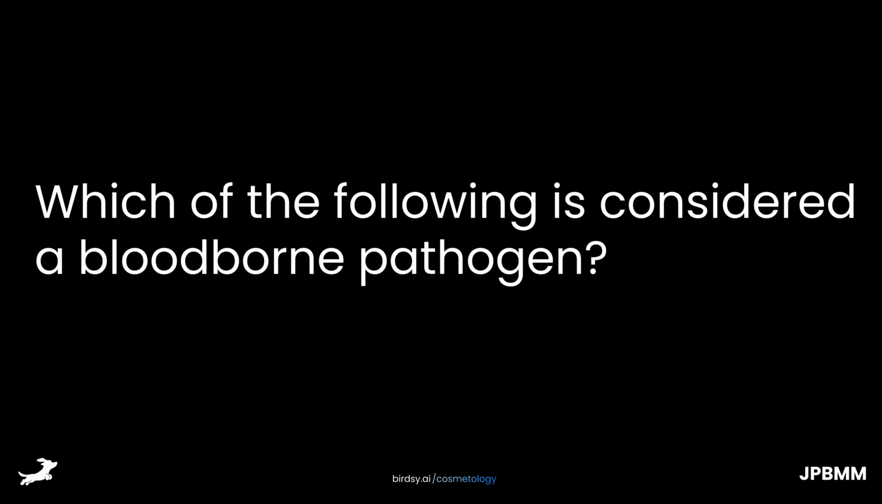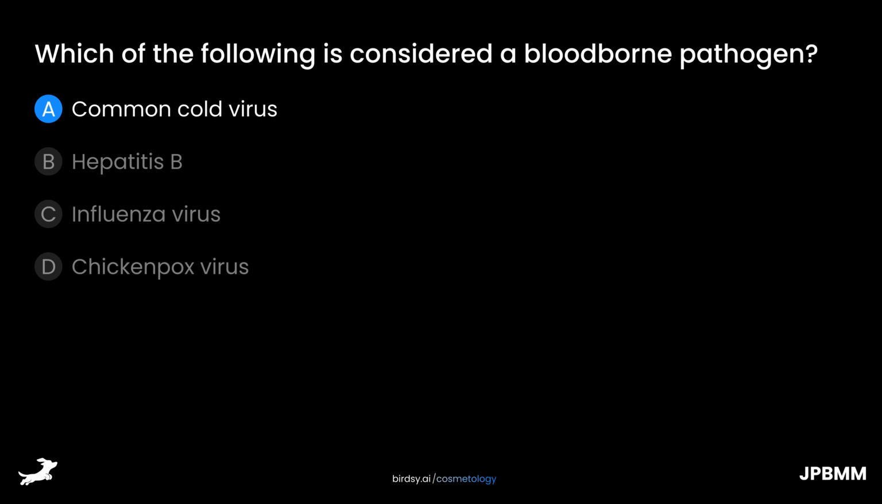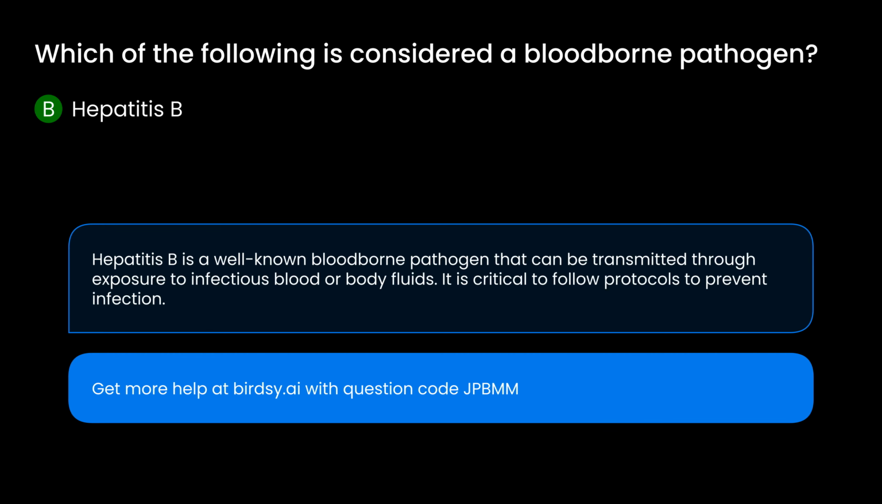Which of the following is considered a bloodborne pathogen? Is it A, common cold virus? B, C, or D, chickenpox virus? The answer is B. Hepatitis B is a well-known bloodborne pathogen that can be transmitted through exposure to infectious blood or body fluids. It is critical to follow protocols to prevent infection.